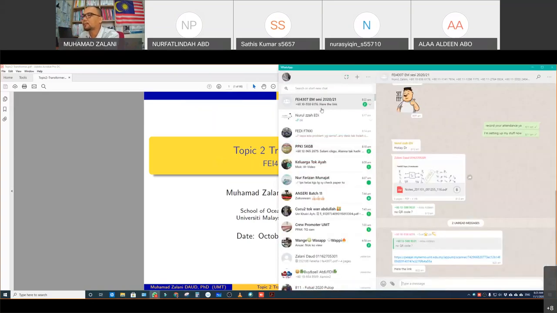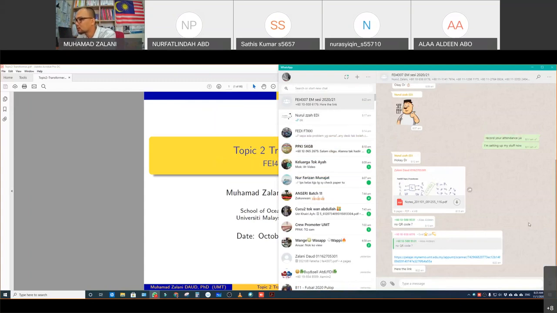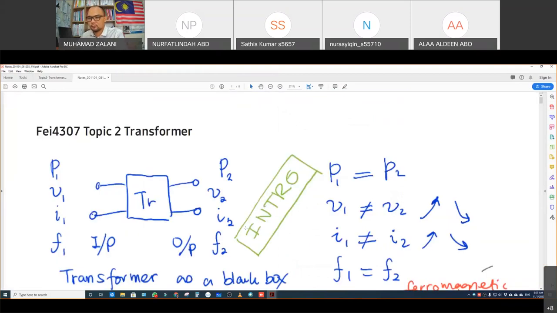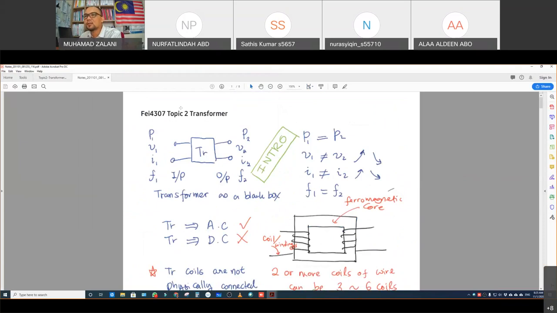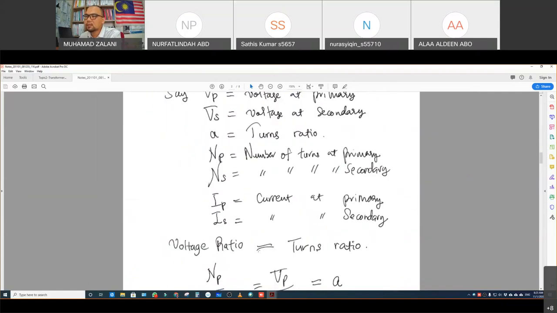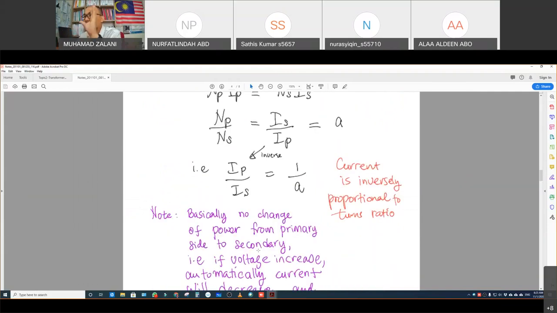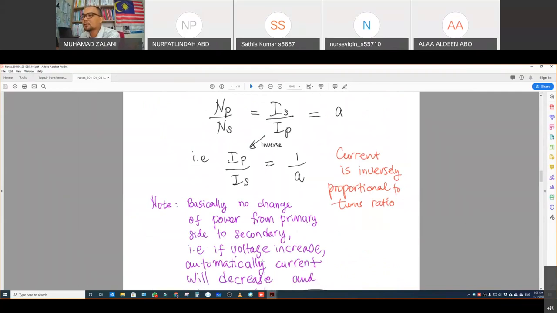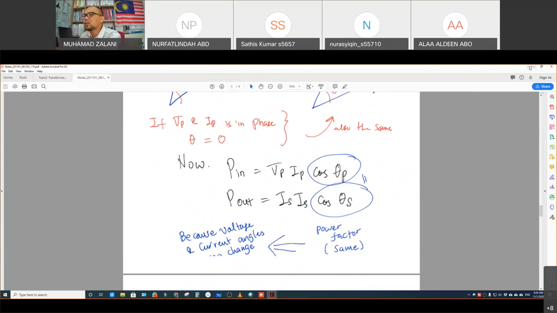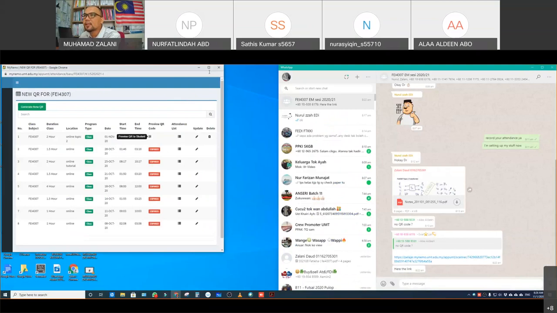Let me open the lecture notes first. So this is the lecture notes that I have shared with you. You can just refer to it. If you don't understand, just let me know. This lecture note is based on my sketches, my writings. So for a proper one, you have to write down your own lecture notes. But basically, the flow of this lecture note is based on the slides that I've shared with you, which is the transformers slide, topic 2.